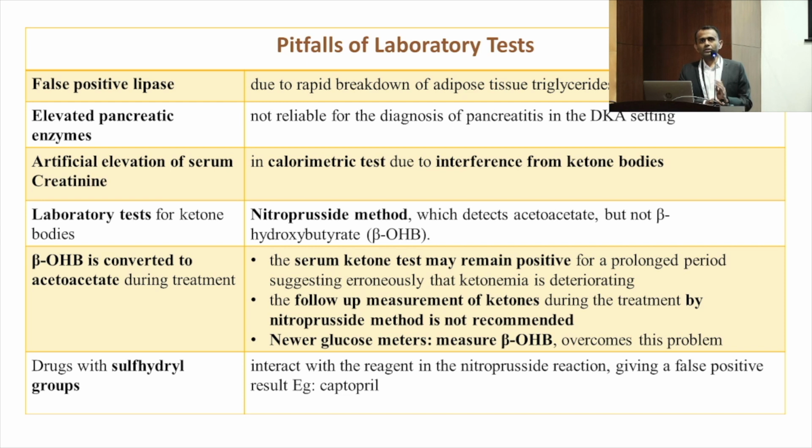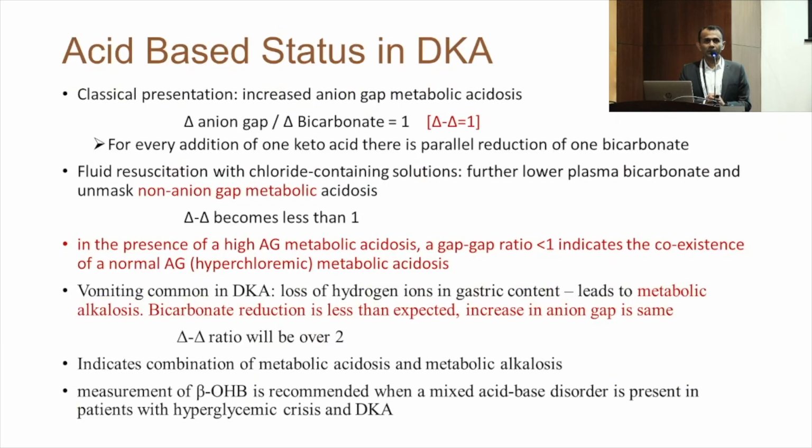So that is not how we should look at it. It is better to look at beta-hydroxybutyrate. It's not that we have to do it all the time. We can go by other methods, but this is the rough idea. And drugs with a sulfhydryl group, for example captopril, can interfere with your nitroprusside test and falsely suggest that there could be ketone bodies. So next, the most important thing is acid-base status in DKA.